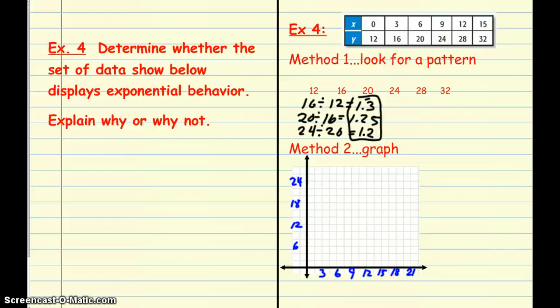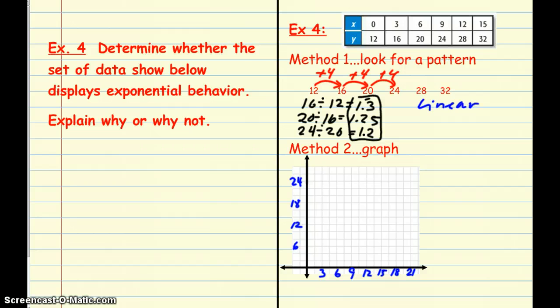But if we look closely, going back here, what do you notice you do to 12 to make 16? I add 4. 16 to make 20, I add 4. 20 to 24, I add 4. So this one is not exponential. Actually, this one is linear.